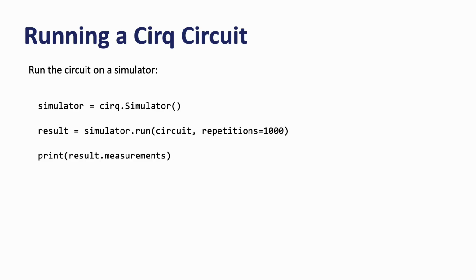When we run the circuit, Cirq gives us back the measurements. Each measurement tells us whether the qubit was in the 0 state or the 1 state when we measured it. Because we put the qubit into superposition with the Hadamard gate and we are running the circuit 1,000 times, we should see roughly 500 of each result. This is the same probabilistic behavior we saw with Qiskit.